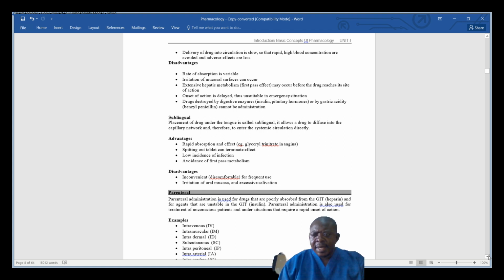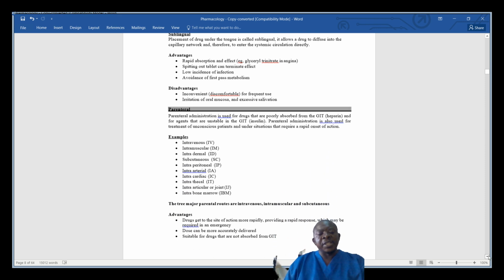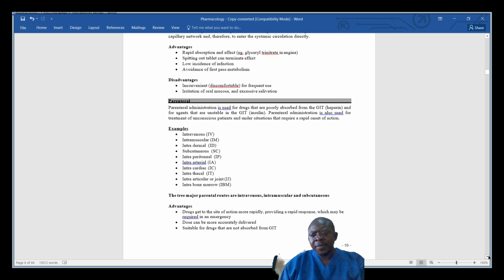Okay, so now with that discussed, let us look at the disadvantages of giving the drug using sublingual route. The disadvantage is that it may be inconvenient or not comfortable to the patient if you use it frequently. The other reason can be irritation of the oral mucosa, and may lead to excessive salivation because of its presence within the mouth.